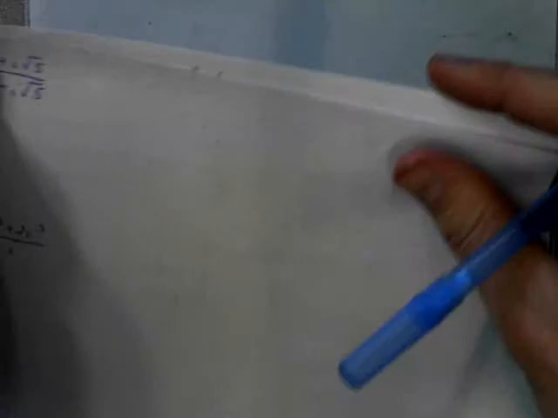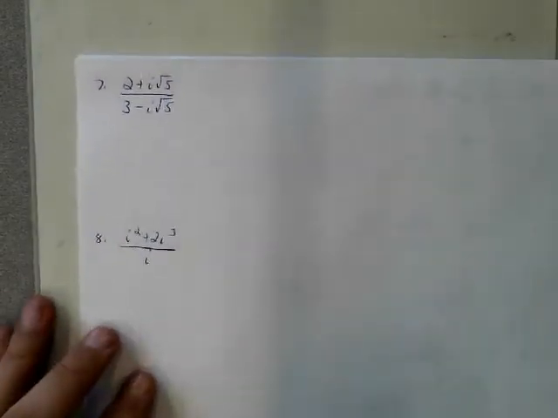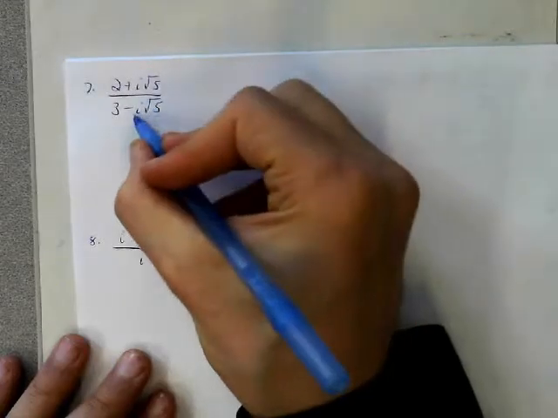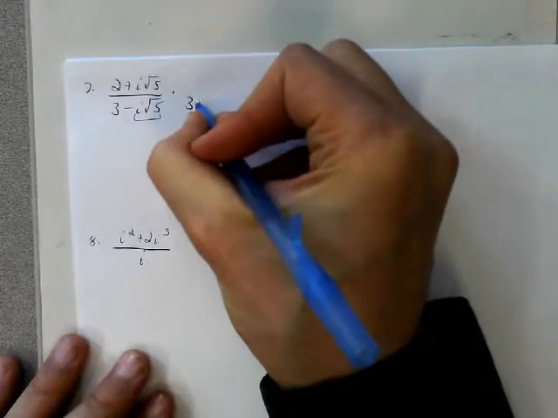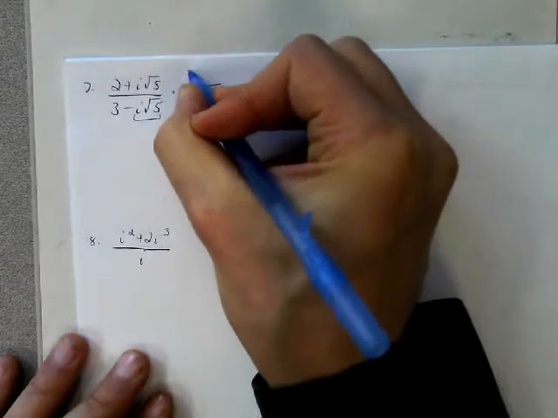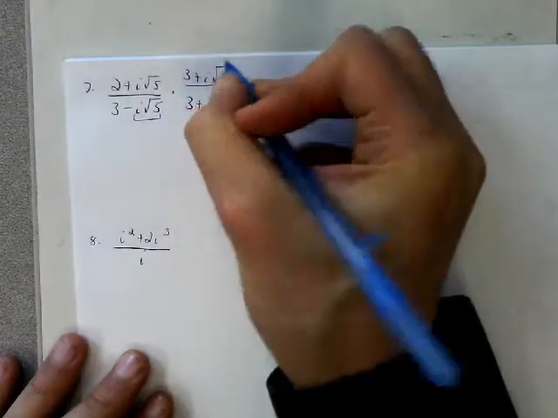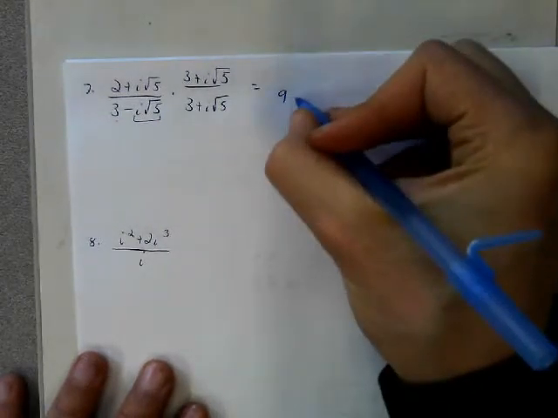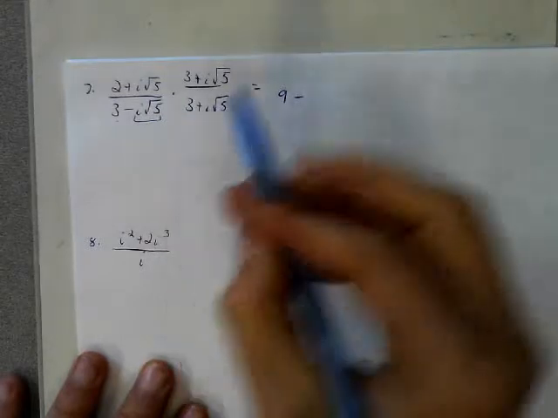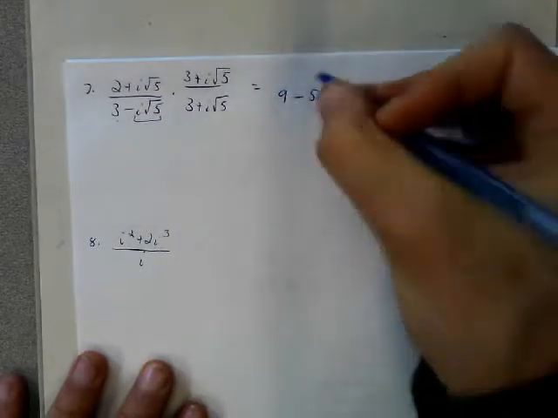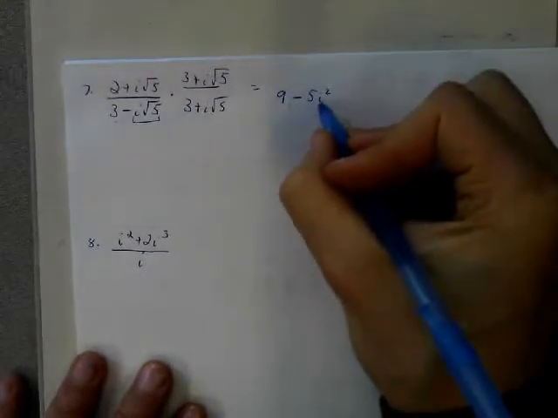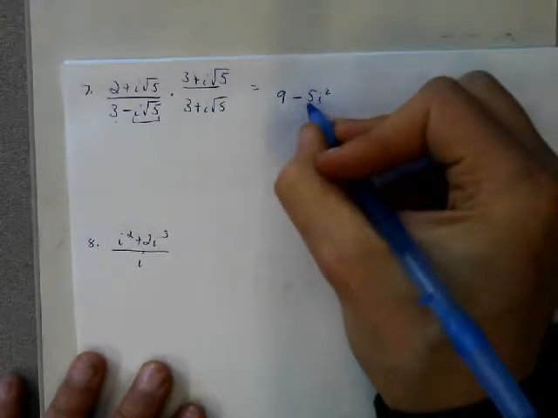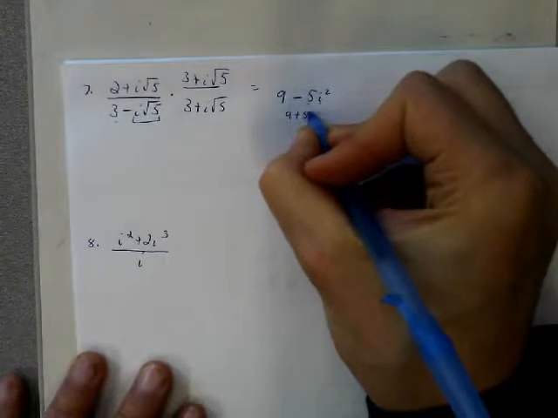I have two final problems. I have another division because this is what you guys generally do not like. Again, we must get this i out of the denominator, so we multiply by its conjugate. The bottom should be easy. It should reduce nicely. 3 times 3 is 9, minus i squared times 5. So that's going to reduce to, if we change this to a negative 1, this changes to a plus 5. So we get 9 plus 5, which is 14.